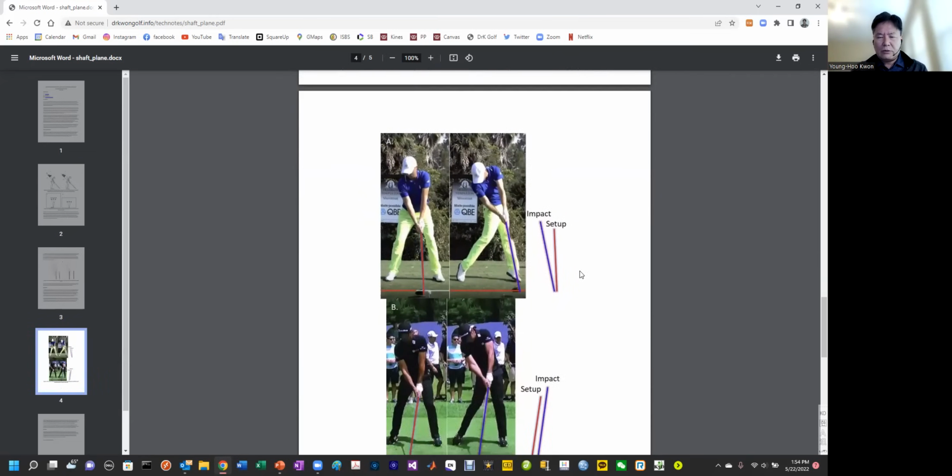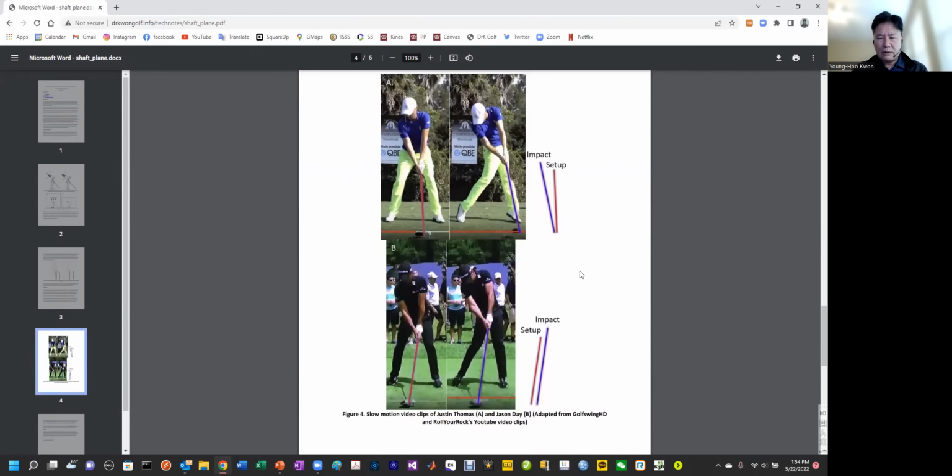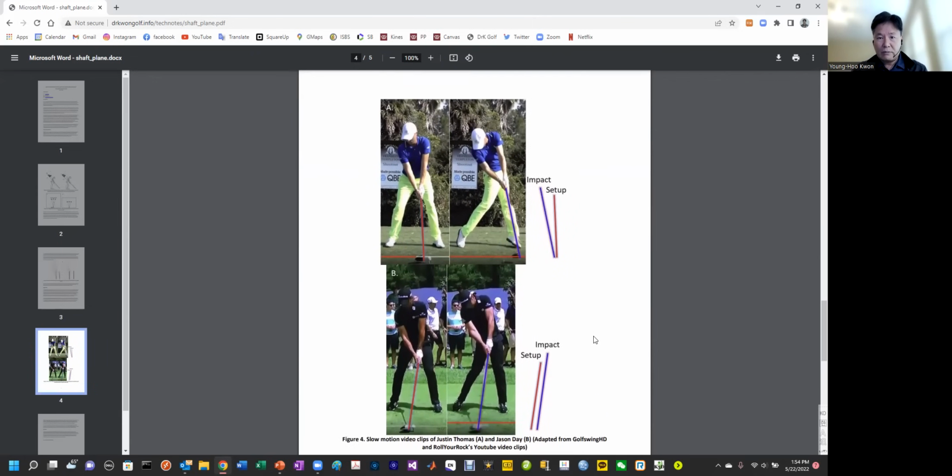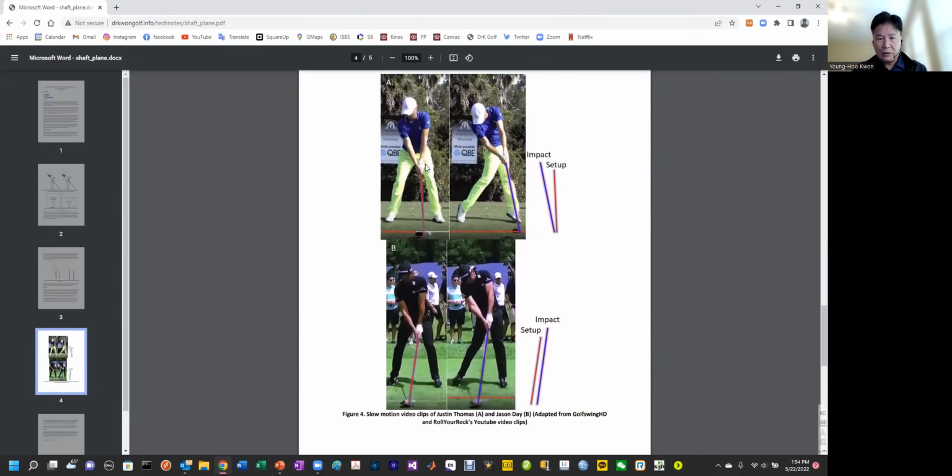Then when you apply this to real swings, I got these images from YouTube. This is Justin Thomas. Here's the setup position and this is the impact, close to the vertical position. I took these lines and compared the length, setup and impact. The impact shows a much longer line. That means at impact, the club is moving along a much steeper plane.